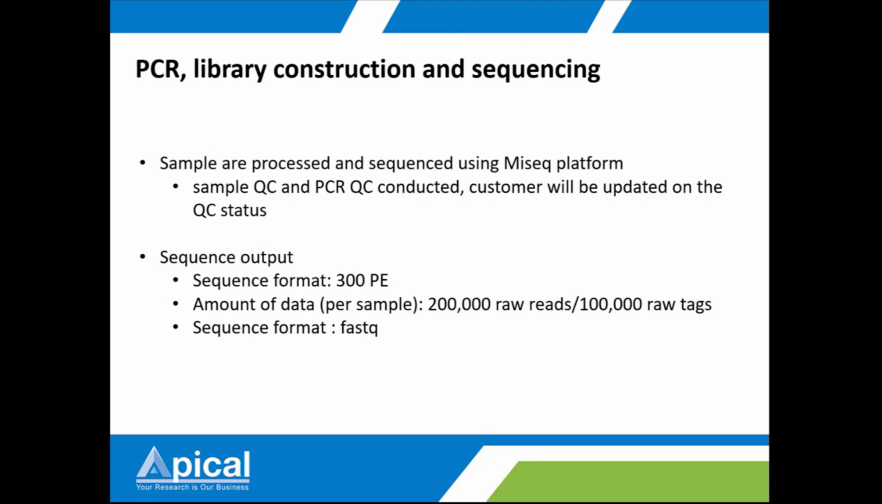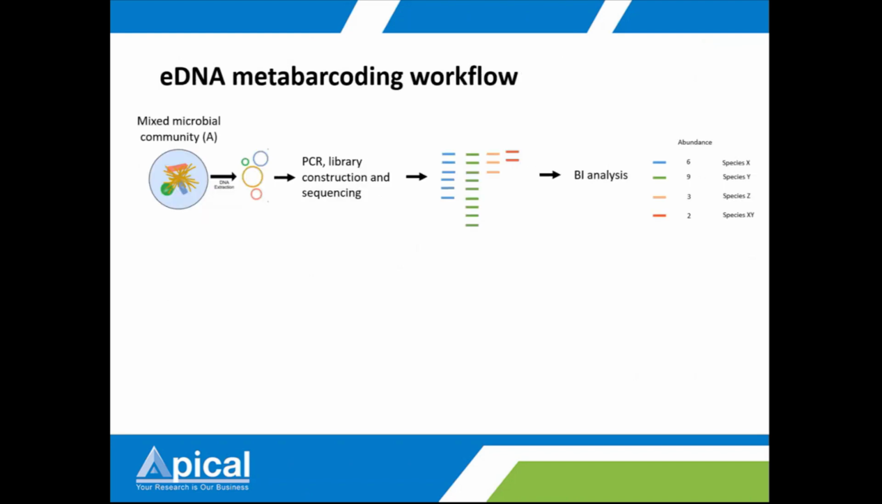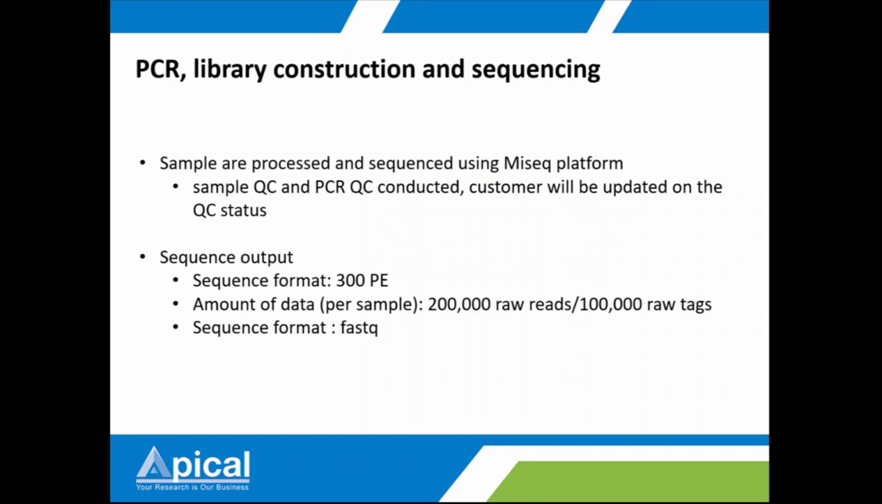So this is a general FASTQ raw data generated by the next-gen sequencing machine. So at the end of this step, you have raw data. It's just raw data without much information. So to get the most information, we need to process it.